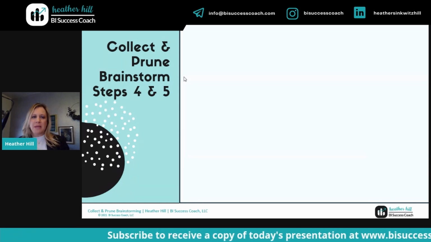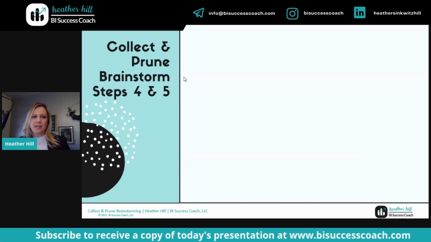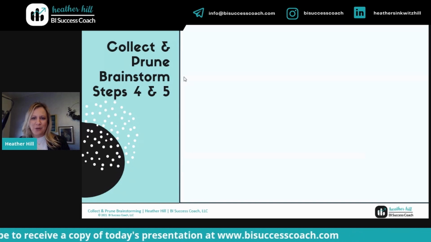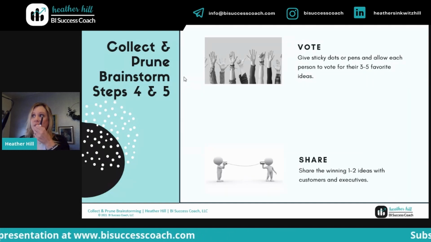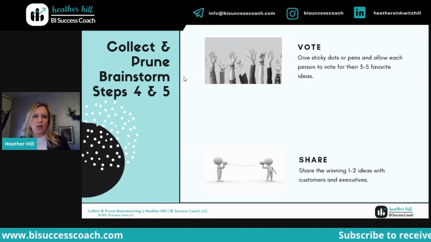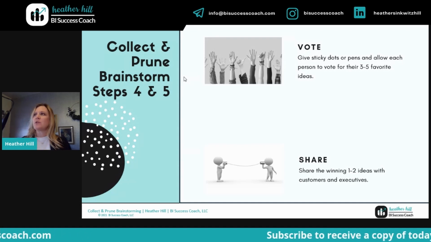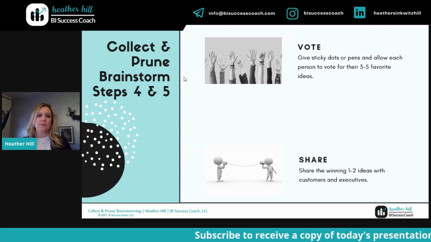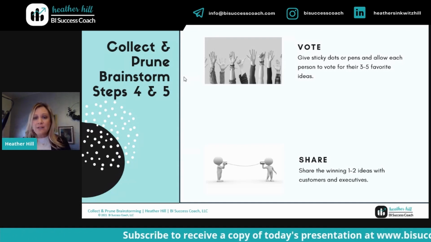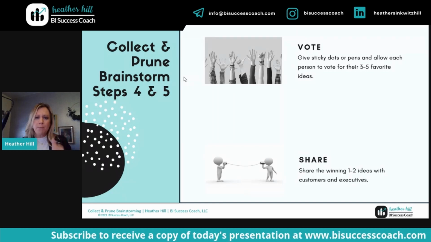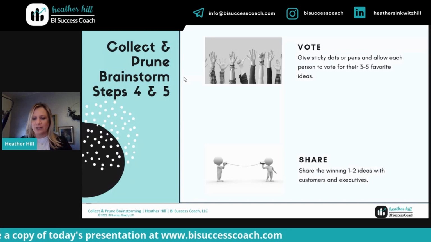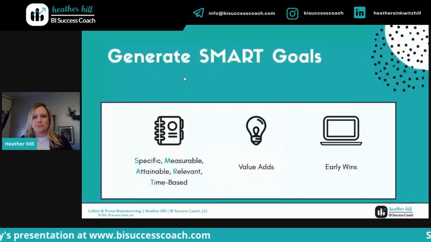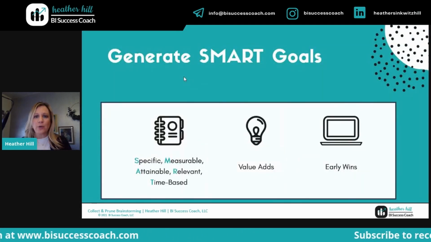Now, I would be remiss if, at the end of our ideation process and our brainstorming process, I didn't also talk about what you need to do next. So obviously we said vote and share as being steps 4 and 5. And so that's the end of our brainstorming process. But there's one more thing that we should do at the end of our ideation, and that's to generate SMART goals.